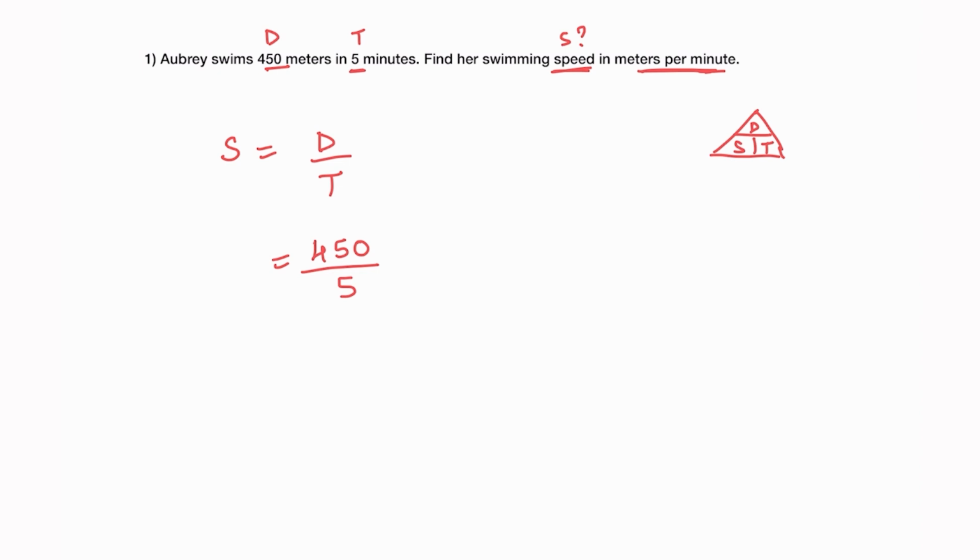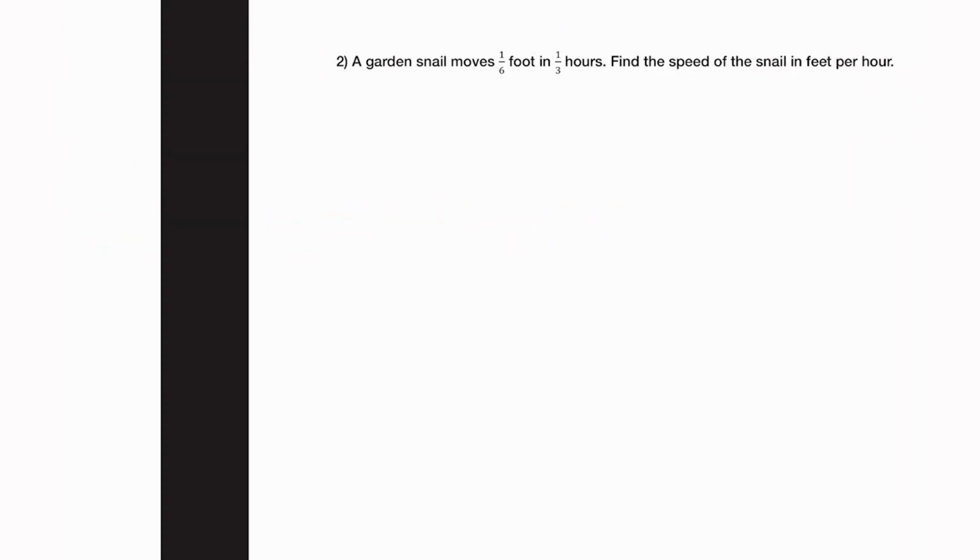So we don't need to do any conversion here, and we know that 5 times 9 is 45 and this 0 will come here, right? So 5 times 90 is 450 and hence the answer is 90 meters per minute. Very important to write your units. And question 1 is done.